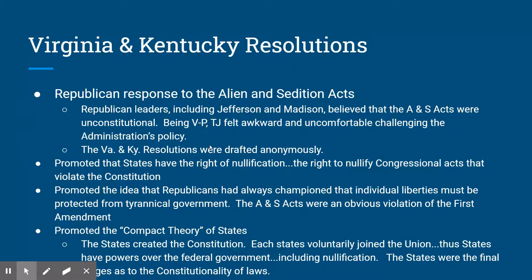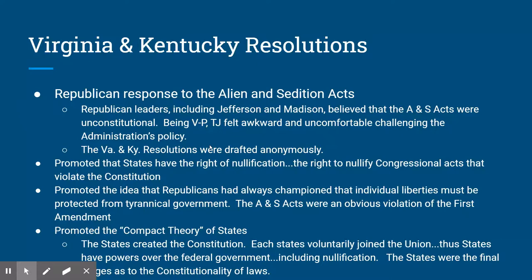They basically promoted the Virginia-Kentucky Resolution, the idea that states have the right to nullify congressional acts that violate the Constitution. They promoted the idea that Republicans had always championed, that individual liberties must be protected from tyrannical government. And this is, according to Madison and Jefferson, the Alien and Sedition Acts are a gross violation of individual liberty, the right of free speech, the right of free press.